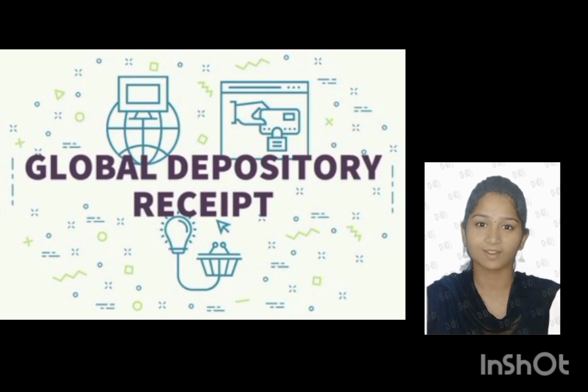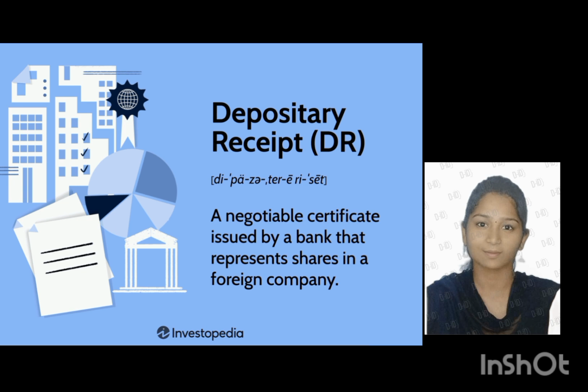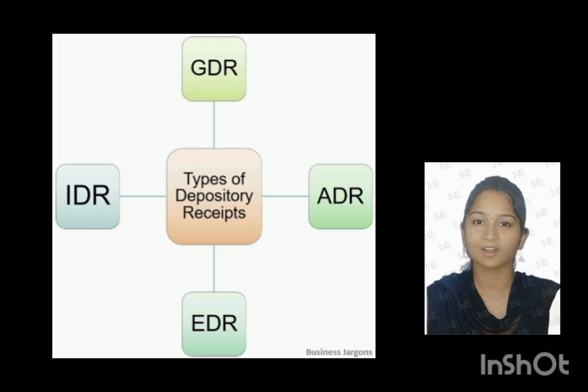My topic is Global Depository Receipt. So, what is a depository receipt? A depository receipt is just a financial certificate that represents a foreign company's stock, which is traded in the local stock exchanges. So there are different types of depository receipt.